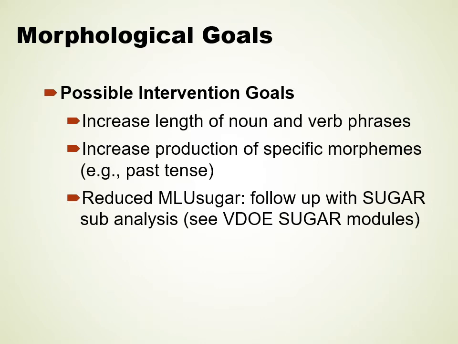Intervention goals for morphology include increasing the length of noun and verb phrases and increasing production of specific morphemes. Typically these morphemes are going to focus on verb phrases such as the past tense. If you did a Sugar analysis to determine the student's MLUM, then you can follow up with a Sugar sub-analysis. Directions for a Sugar sub-analysis can be found in a Sugar module on the Virginia Department of Ed website.